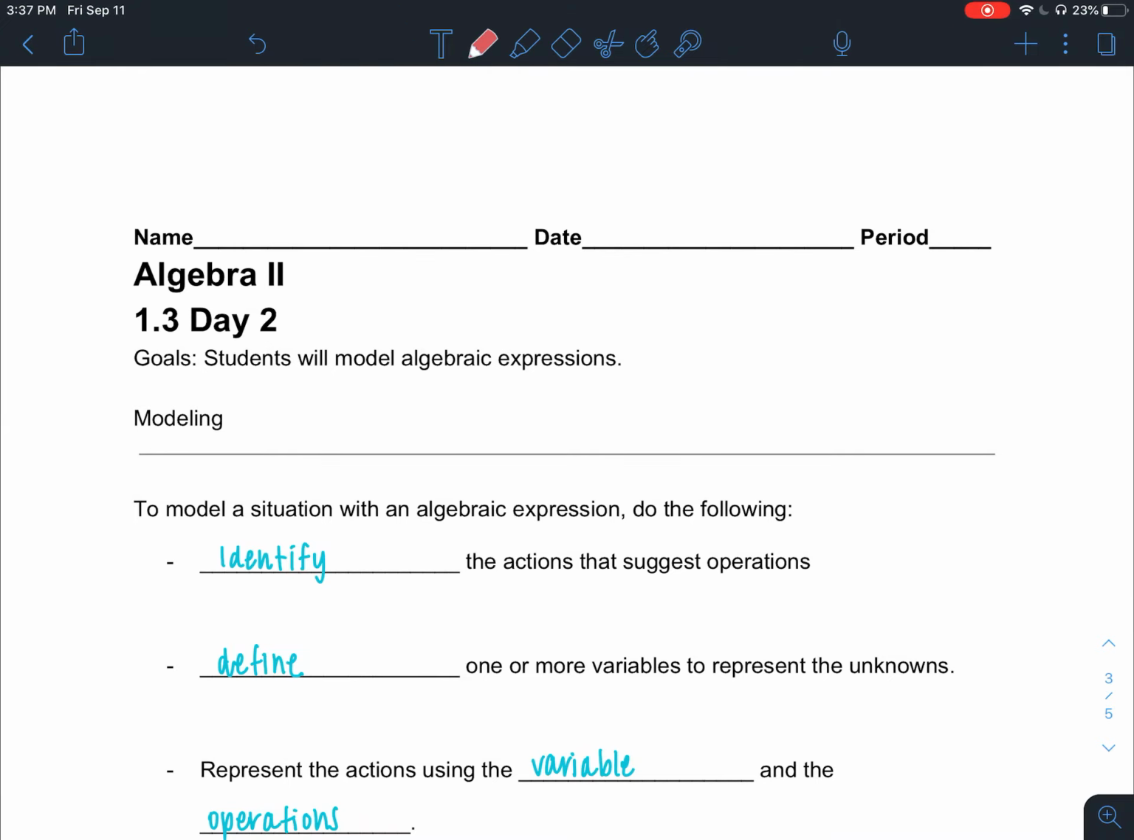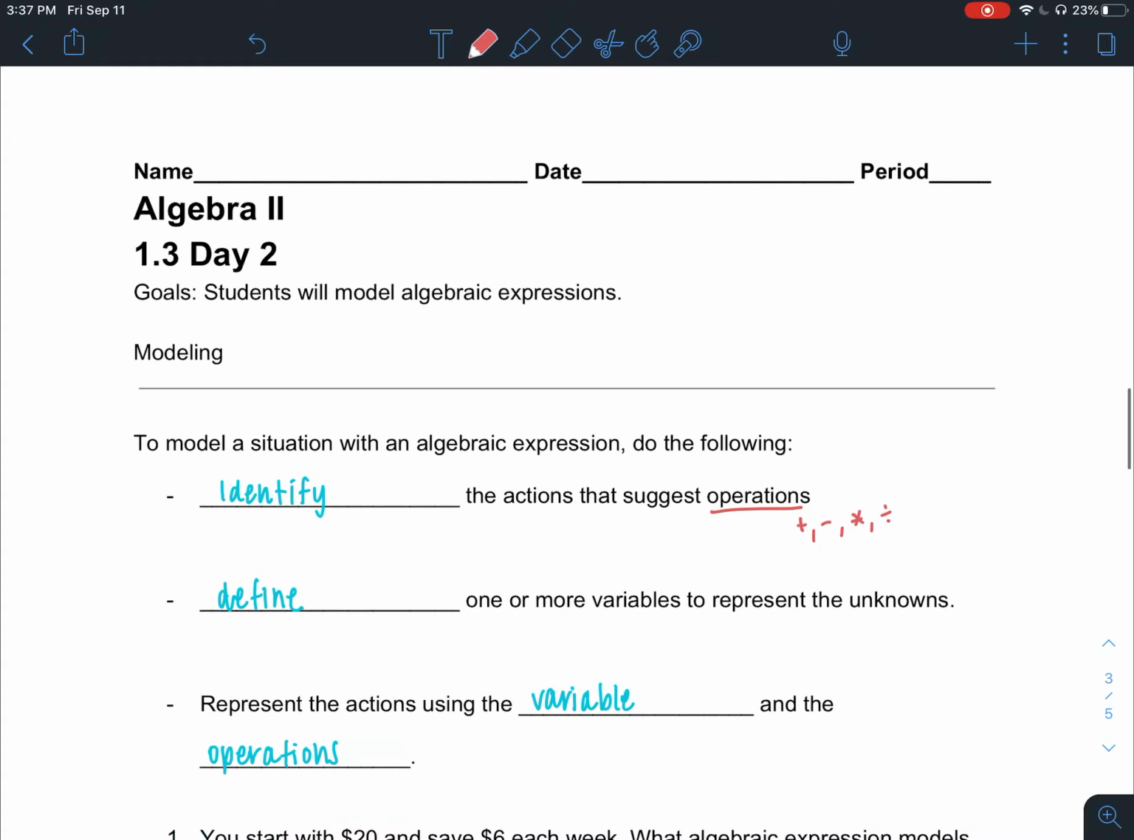We are continuing on with modeling algebraic expressions. So to model a situation with an algebraic expression, you're going to do the following. First, you're going to identify the actions that suggest operations. Those operations are addition, subtraction, multiplication, and division. Then you're going to define one or more variables to represent the unknowns. So that means you are going to have to name them, which a lot of people forget to do, so don't forget.